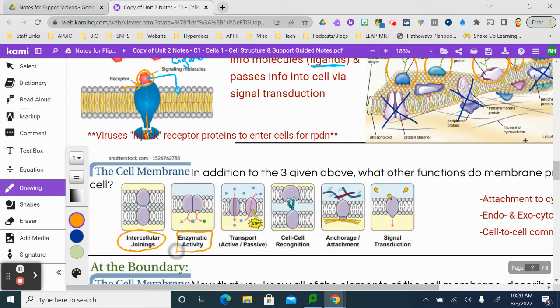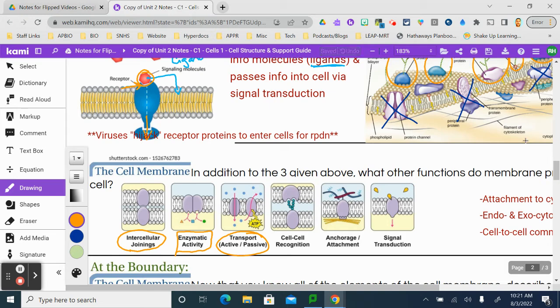Enzymatic activity, some proteins actually function as enzymes, able to convert molecules into other molecules, whether it's combining them together or breaking them down. So we actually have some enzymatic activity because of proteins that are embedded in the cell membrane. Here we talked about transport. In Unit 2, we have a second part that'll be dealing with types of transport, so we'll see some of these proteins again.